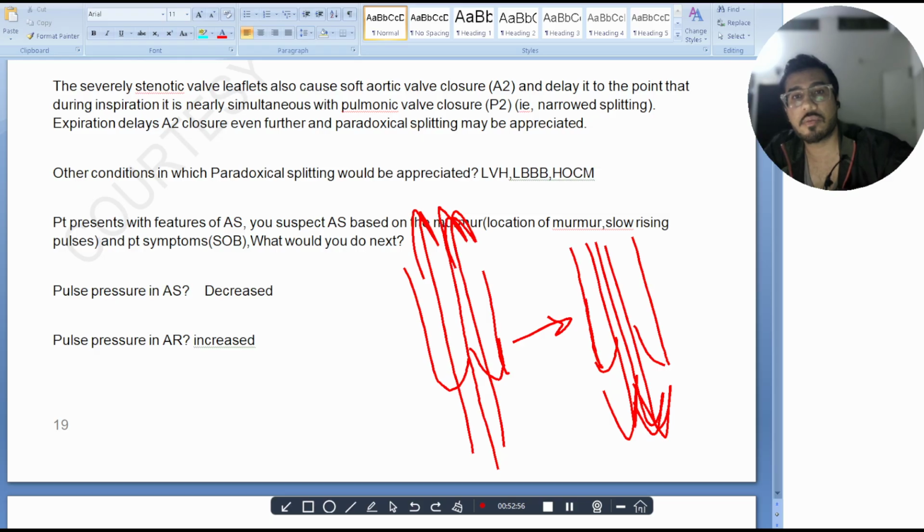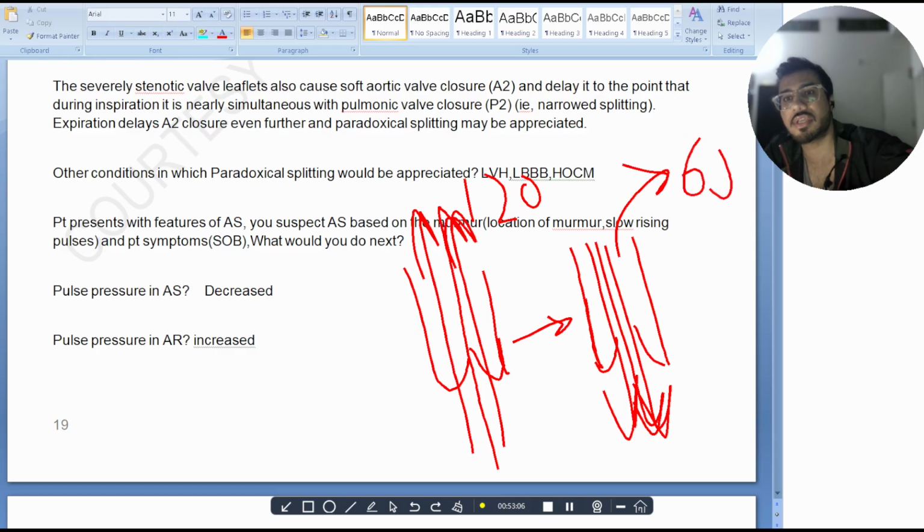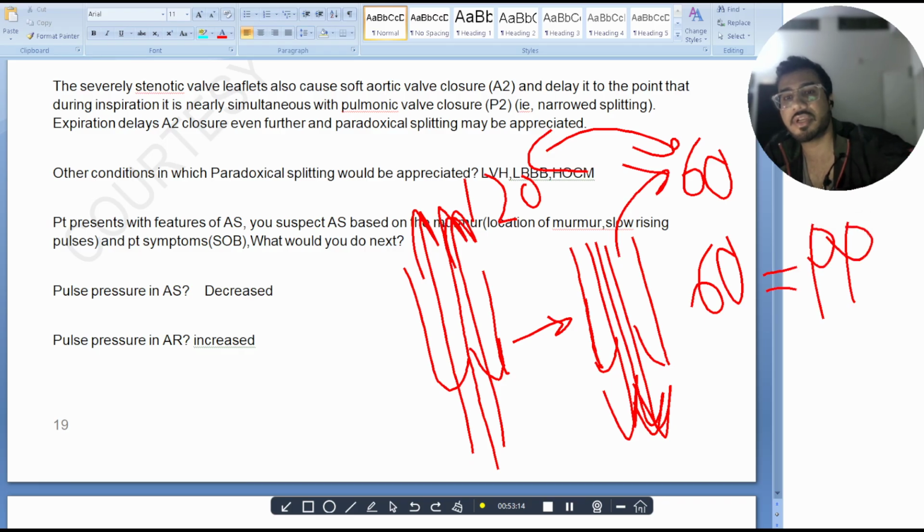So the systolic blood pressure, if it comes at around 120, due to the blood flowing back into the left ventricle, the diastolic blood pressure comes out to be about 60. So there's a huge difference between 120 and 60, that is 60. This is gonna be the pulse pressure in case of aortic regurg. So the pulse pressure is greater when it comes to aortic regurg, and this is termed the widening of the pulse pressure.